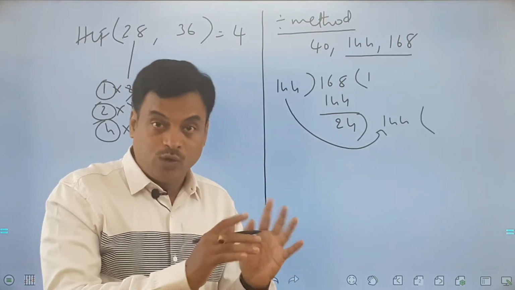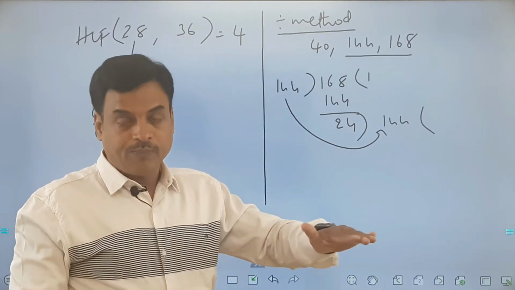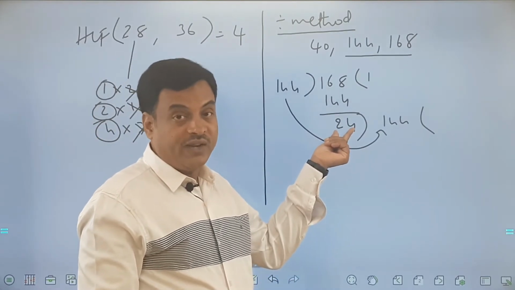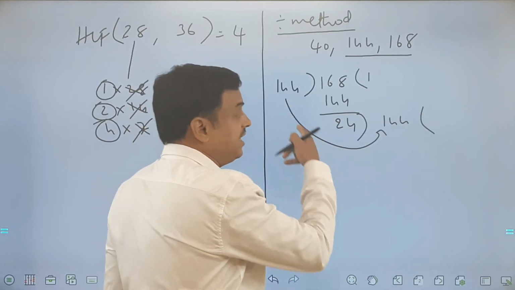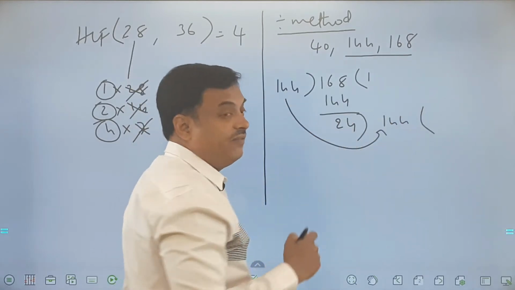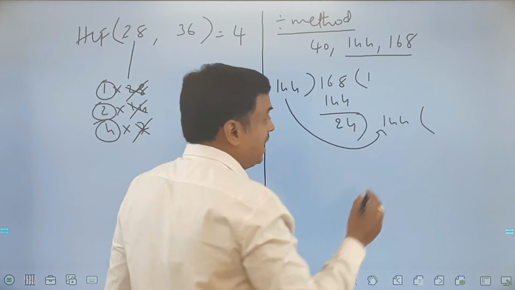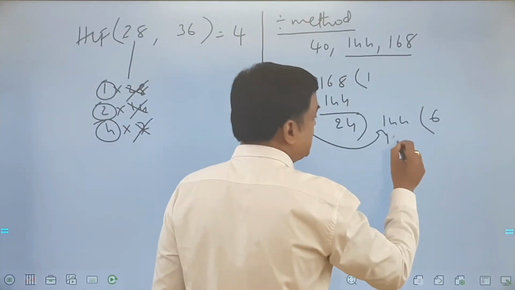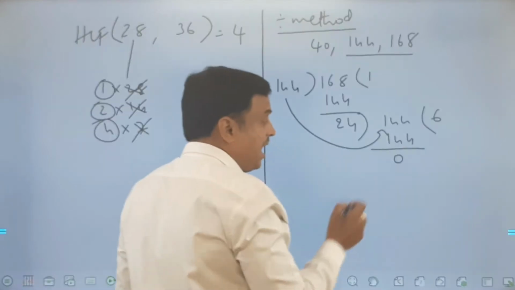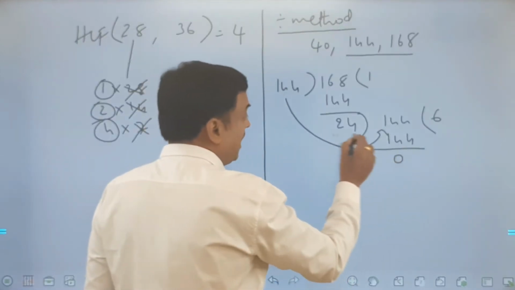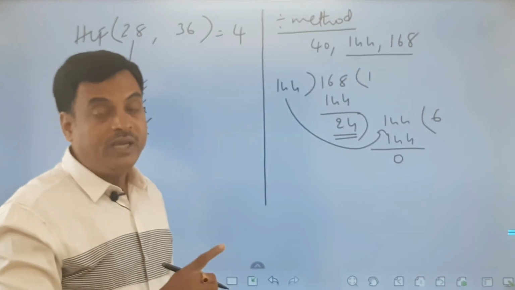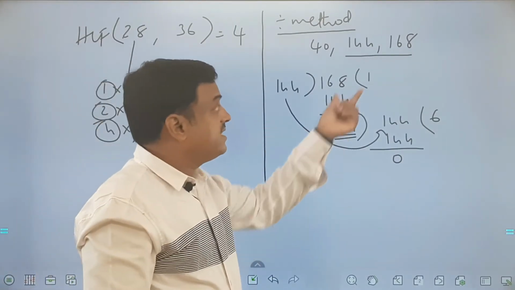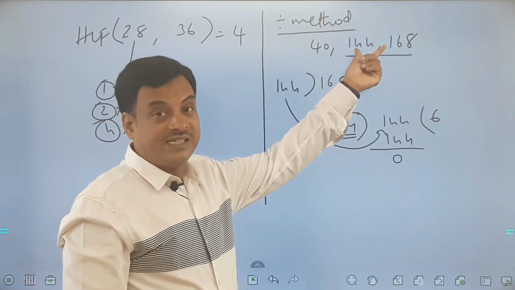If I get remainder 0, my method will stop. The process will stop. But if the remainder is non-zero, like the 24 I got here, I'll take the last divisor into the dividend position and divide by 24. Now 144 I'll divide by 24. 6 times is 144, remainder is 0. As soon as you get remainder 0, the last divisor is called the HCF. So 24 is the HCF for 144 and 168.